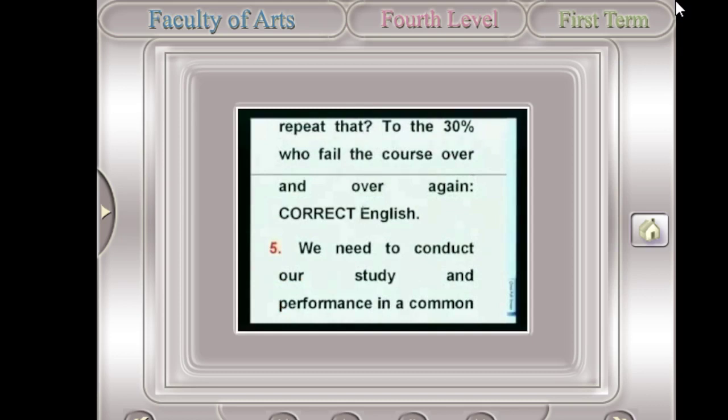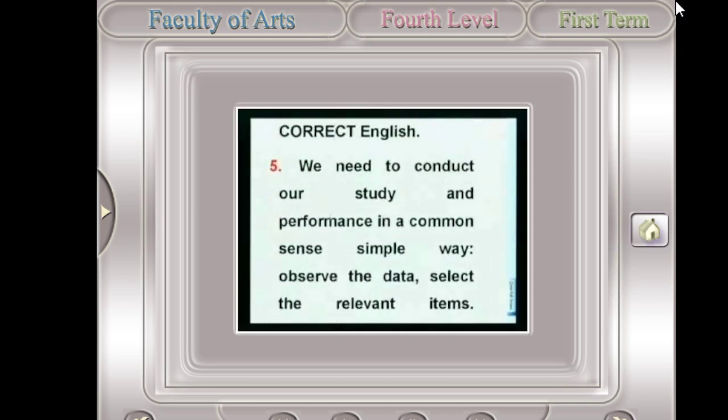They keep reading books, maybe, and usually not correct reading. They just look at the information in the book and they think that if they put the information on the paper, it is accepted. It is not accepted unless it is written in correct English. We need to conduct our study and performance in a common sense, simple way.